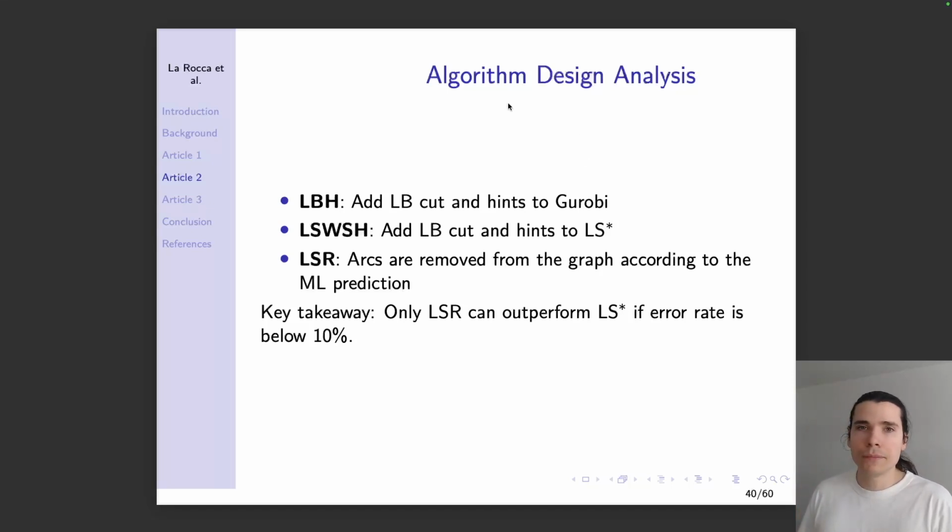We did some algorithm design analysis. We tried different ways to integrate the prediction in the local search algorithm. Here, the key takeaway is only LSR can outperform LS star if the error rate is below 10%. So we found that this method, where we remove from the graph the arcs for which the ML model predicts that they should be closed, is the method that's most resilient to noise and gives the best performance overall compared to using a local branching scheme.